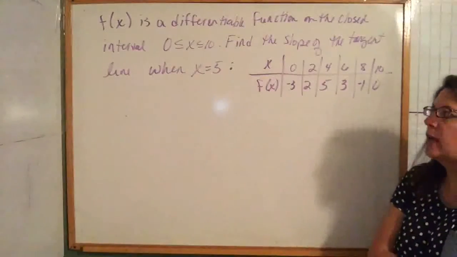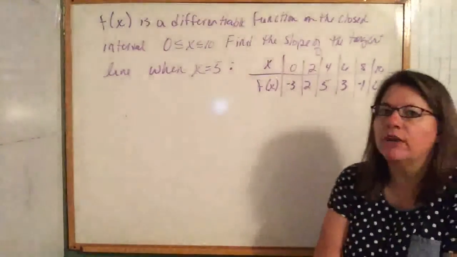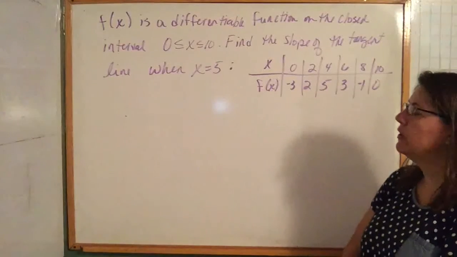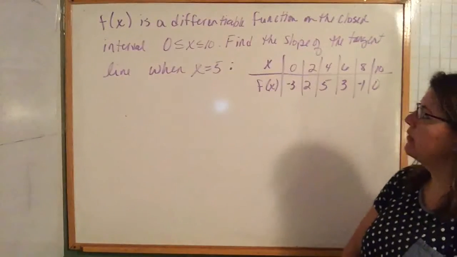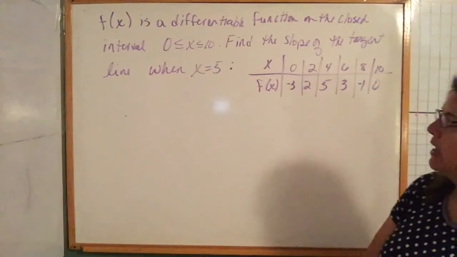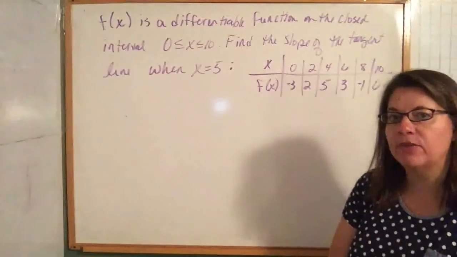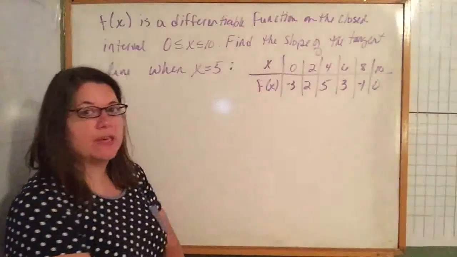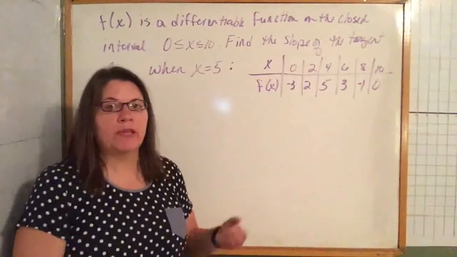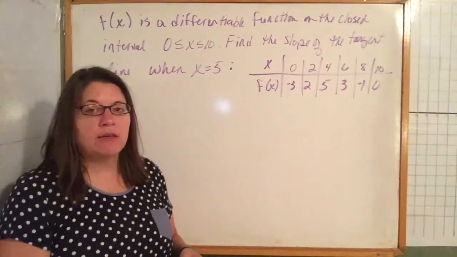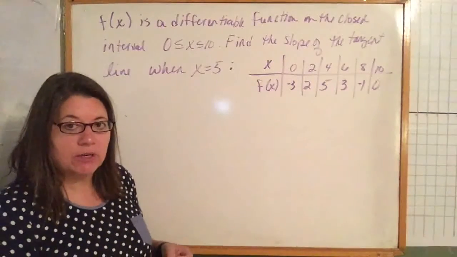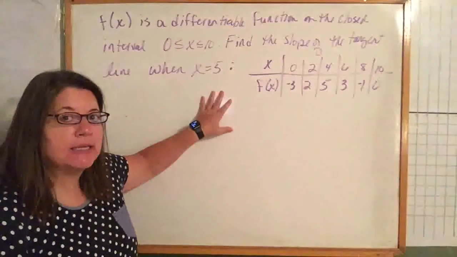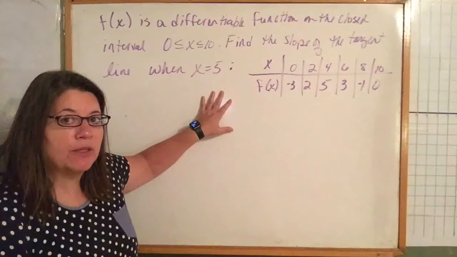Here I have another example. It's similar to some that we've done already. It says f of x is a differentiable function on the closed interval from 0 to 10 for x. And it says find the slope of the tangent line when x equals 5. And then they give us a table of values for that function. They don't actually give us the function this time. So the only way we can use the limit process to find the derivative is if we have the actual function. But in a problem like this, we don't have that f of x function to plug into the limit process.